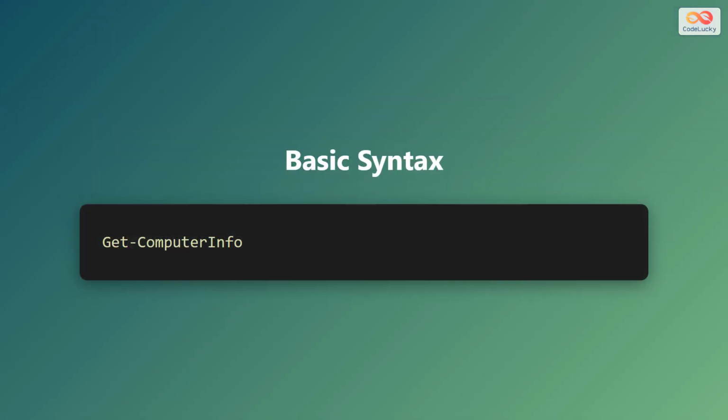The basic syntax of this command is incredibly simple. You just type Get-ComputerInfo and press enter. That's it. When you run this command without any parameters, it retrieves all available system information and displays it in your PowerShell console. This gives you hundreds of properties about your computer in a single execution.